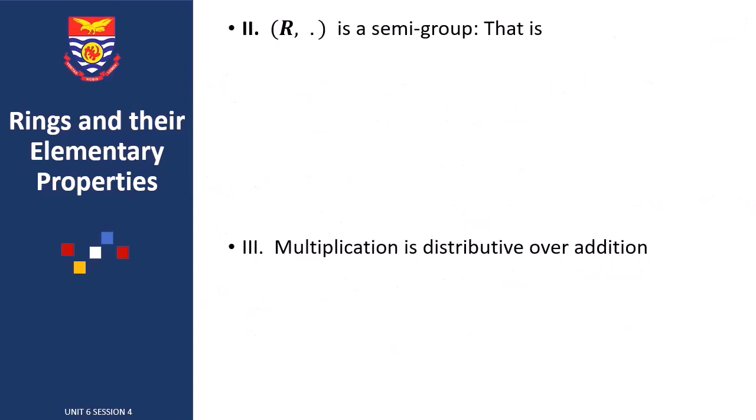Also, the real numbers under multiplication form a semigroup. So that's R with multiplication, a semigroup. When we say it's a semigroup, then for all A, B, and C members of R, the closure property holds. That is, A dot B is a member of R. Then we can say that the operation is closed under multiplication on the set.